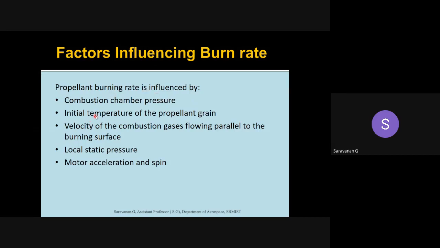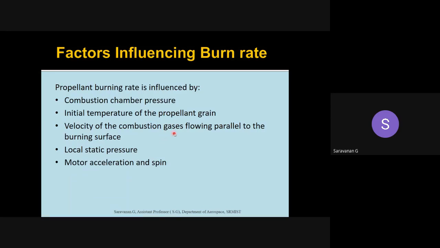Similarly, the initial temperature of the propellant grain. If you want to start the ignition, the propellant grain has to have some temperature. If you achieve the optimum or required initial temperature of the grain, that gives the burn rate effectively. Similarly, the velocity of the gases: as I told earlier, whenever the combustion gas is produced, the gases have to flow through the nozzle.